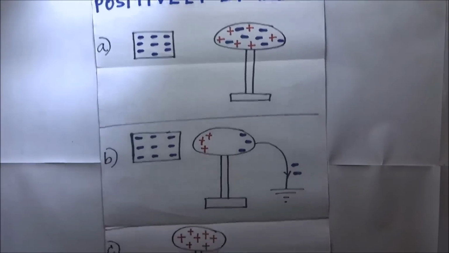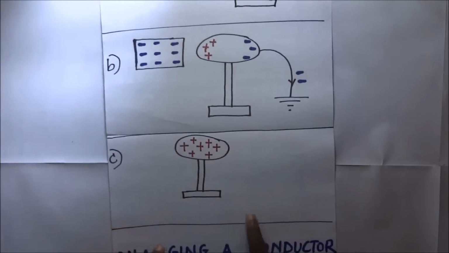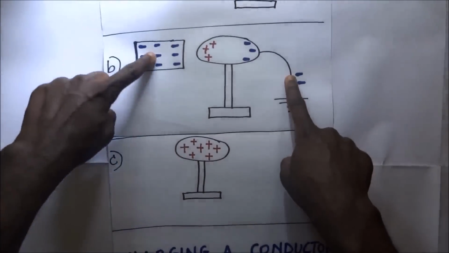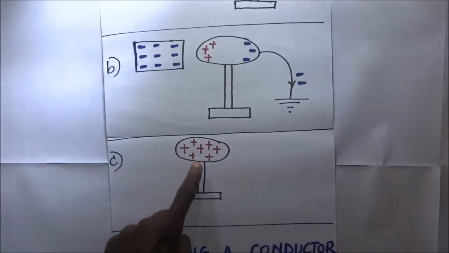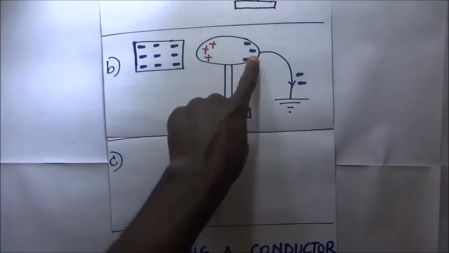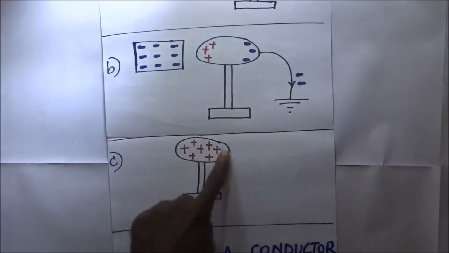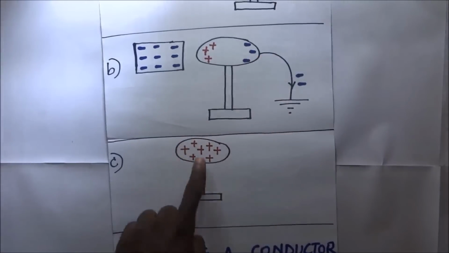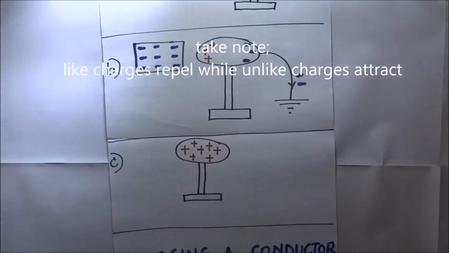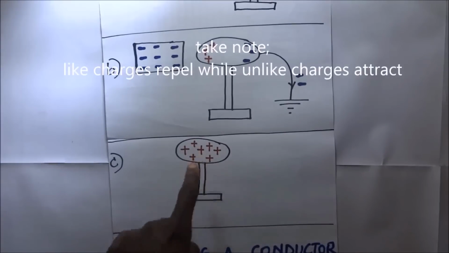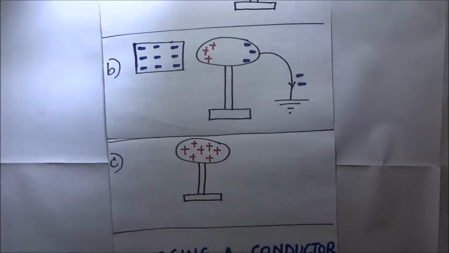So when we break the earthing, or break the ground, we remove this and that at the same time, and you will find that most of the negative charges were repelled to the ground, so the conductor remains predominantly positive. It means that this has been positively charged by induction.